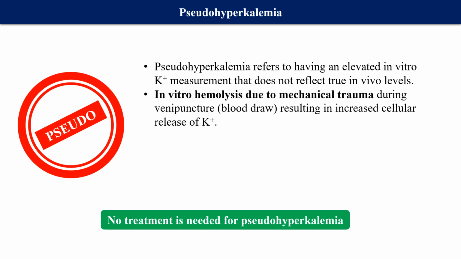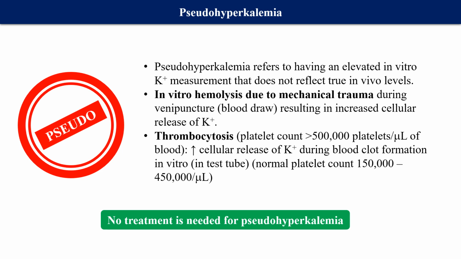Another condition associated with pseudo-hyperkalemia is thrombocytosis, a condition where the number of platelets in the blood is increased. Pseudo-hyperkalemia may be seen with platelet count greater than 500,000 per microliter. The extra potassium released from the high number of platelets during the clotting process in the blood tube causes a high potassium level as measured in the lab.